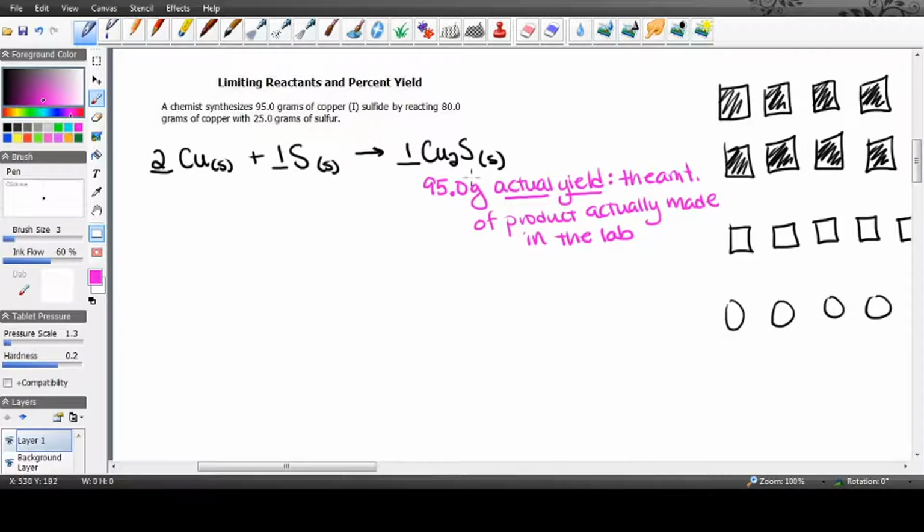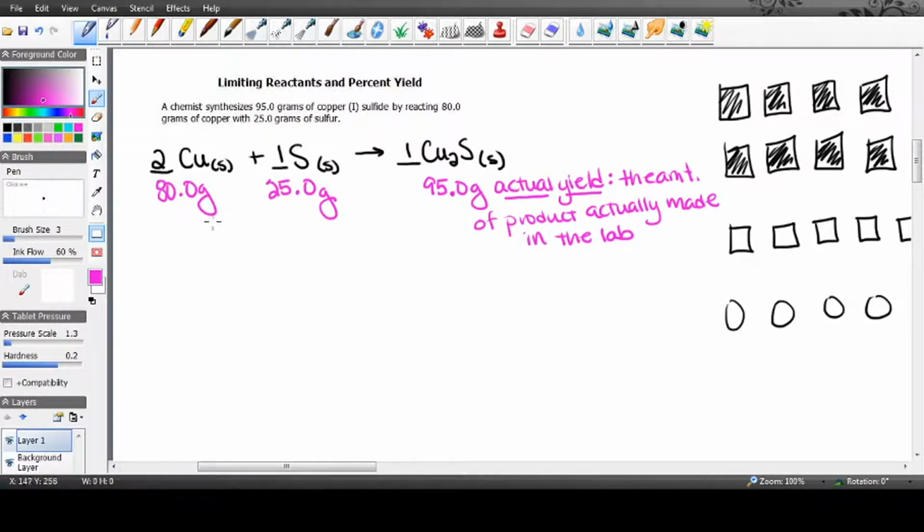Okay, now, how did we get this product? We got it by reacting 80 grams of copper with 25 grams of sulfur. Now, if we just added those two amounts together, we would find out that the product should be like 105 grams. But we're not guaranteed to react all of both of those reactants. It might very well be the case that one of the reactants gets completely used up and the other one is left over, like we saw with the s'mores. The graham crackers got completely used up and the chocolate and the marshmallows were left over.